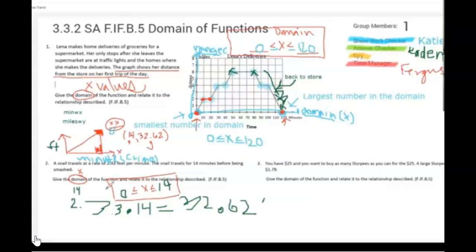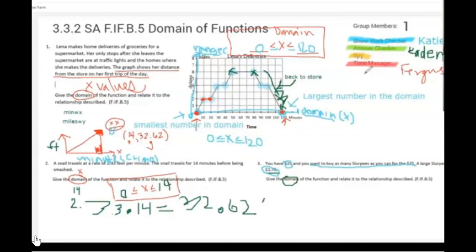Okay, let's see. You have $25. You want to buy as many Slurpees as you can for the $25. A large Slurpee costs $1.79. That's important. Give the domain, X value, of the function and relate it to the relationship described.